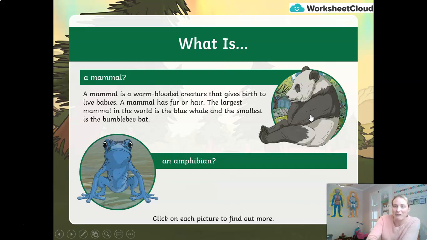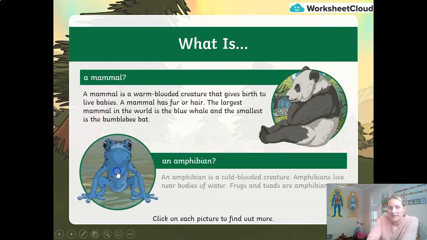What about amphibians? Here's my little blue frog. Let's click on him. Amphibians, remember, are cold-blooded creatures. They are still vertebrates though, they have a backbone. They live near bodies of water, and some examples of amphibians are frogs and toads. I hope you have remembered one of my fun facts about the word amphibian, meaning of both worlds, which tells you that amphibians are creatures that are born in water and grow up and come out onto dry land.